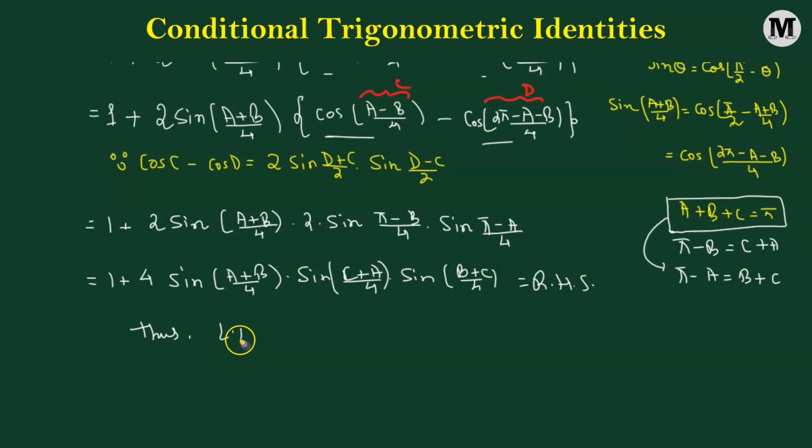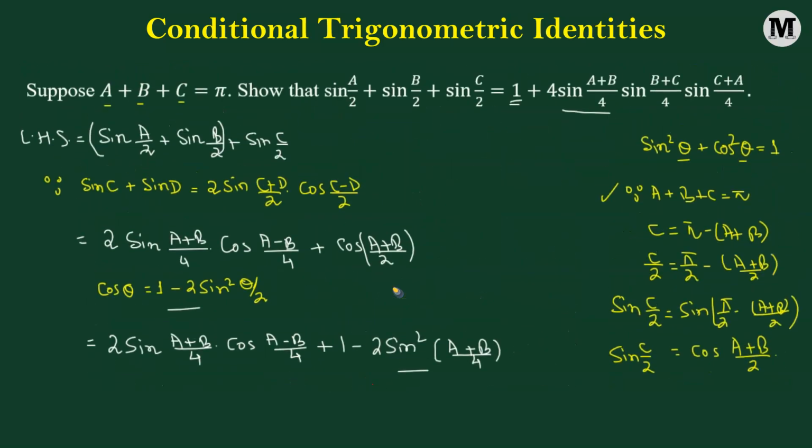we have the left hand side equal to the right hand side. Hence proved. So let's check the problem once more. Sine of a over 2 plus sine of b over 2 plus sine of c over 2 equals 1 added to 4 times the product: sine of (a plus b) over 4 times sine of (b plus c) over 4 times sine of (c plus a) over 4. And this is going to be true based on the condition that a plus b plus c equals pi radians.